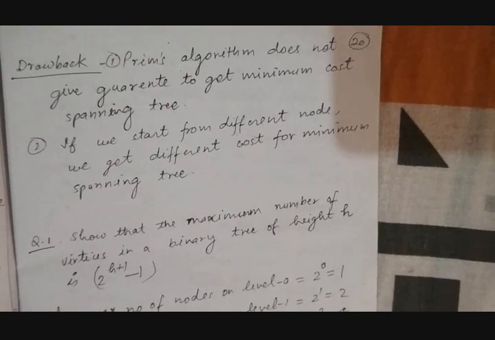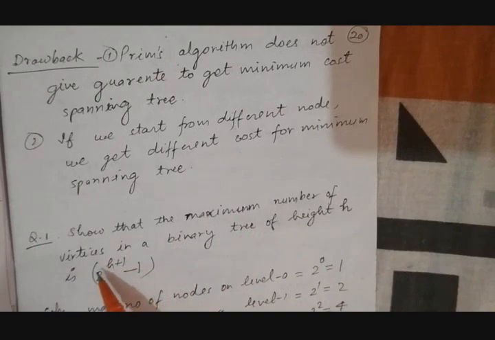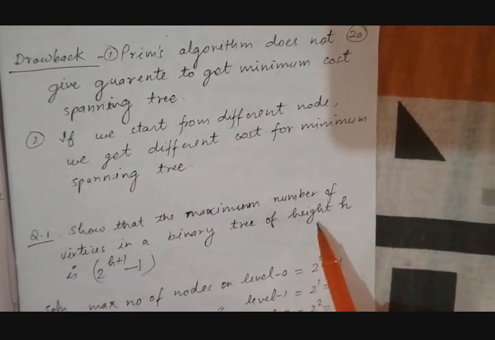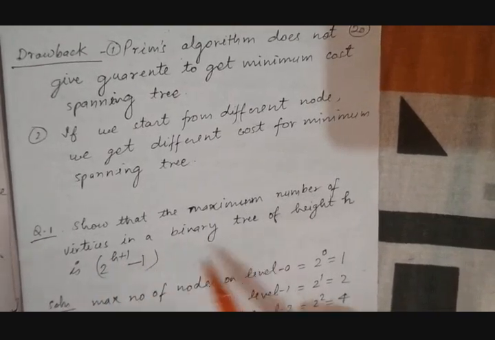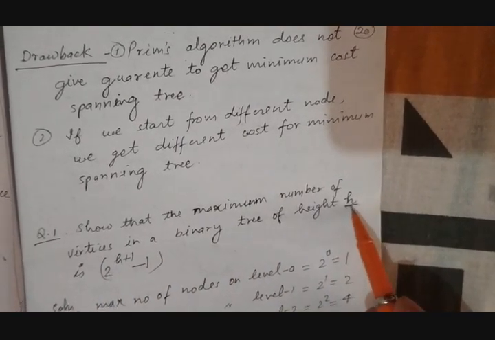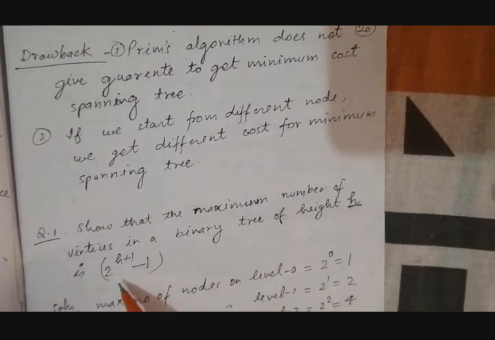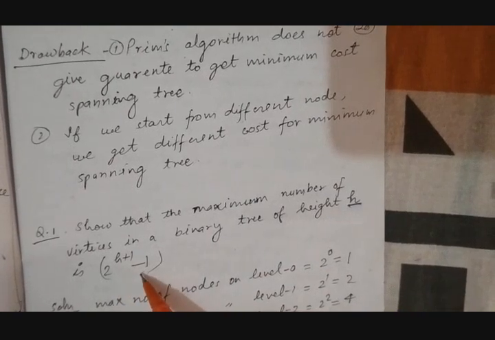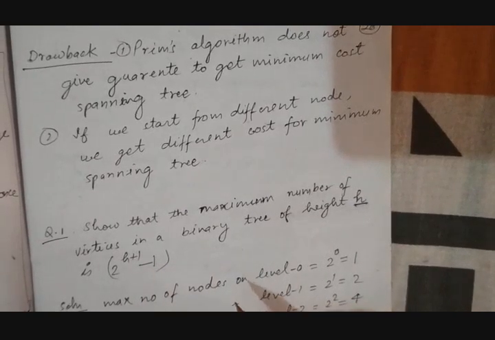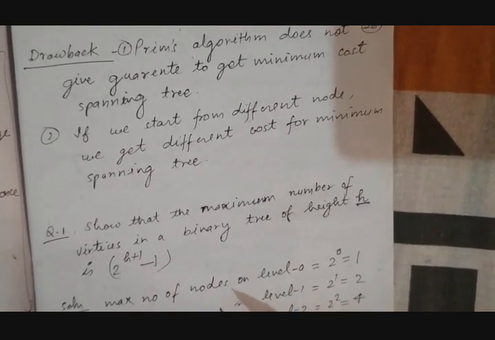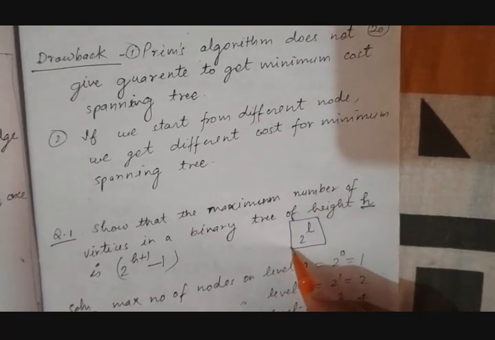Now just see, we have a question to show that the maximum number of vertices in a binary tree of height h is 2 to the power h plus 1 minus 1. So if the height of a binary tree is h, we have to prove that the maximum number of vertices will be 2 to the power h plus 1 minus 1. So how can we prove it? Just see here, as we know that the maximum number of nodes at any level of a binary tree is always 2 to the power L, where L is the level number.